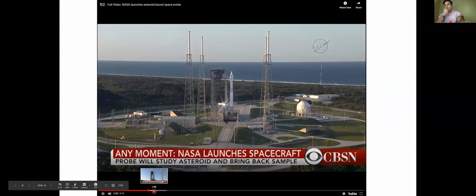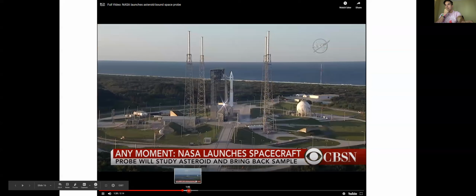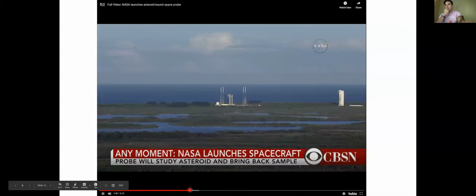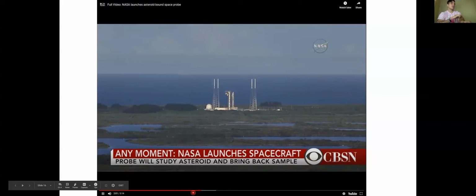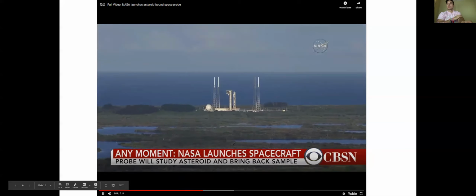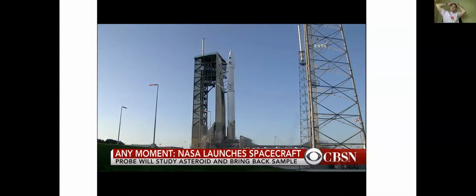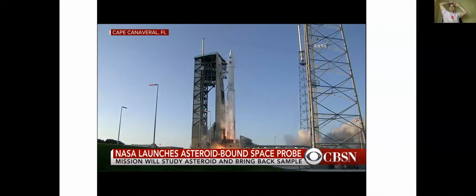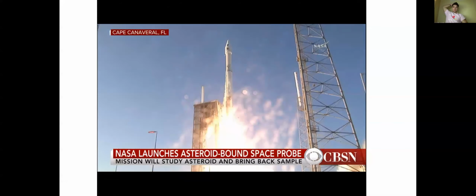And this is in Cape Canaveral. They launch a lot of stuff. 9, 8, 7, 6, 5, 4, 3, 2, 1. And liftoff of OSIRIS-REx. Its 7-year mission.